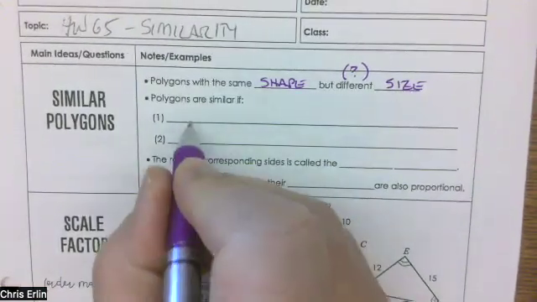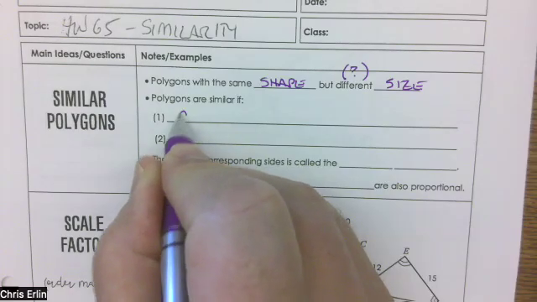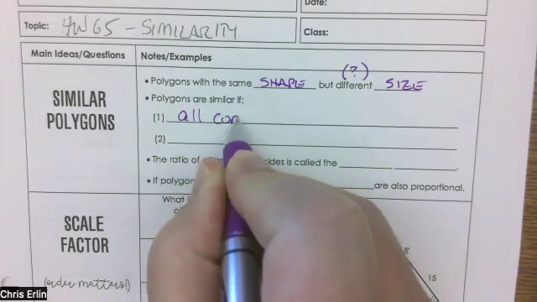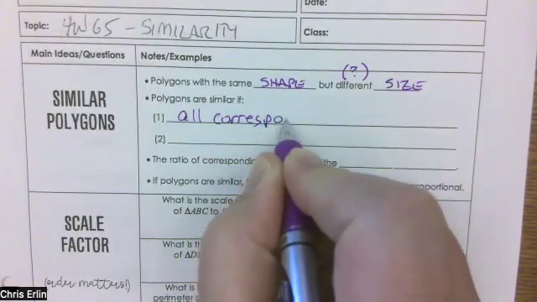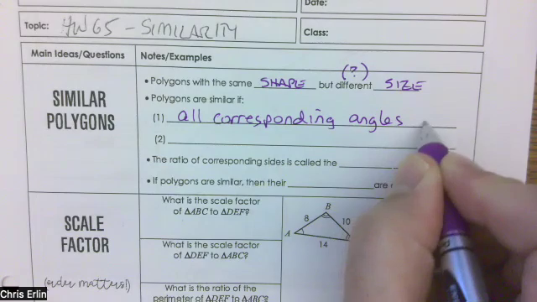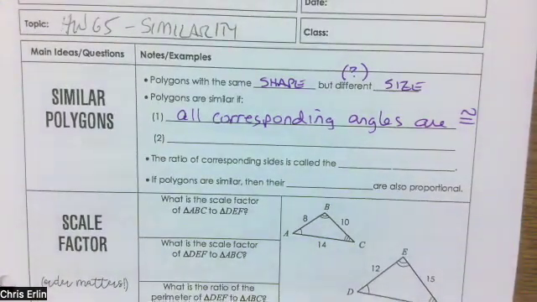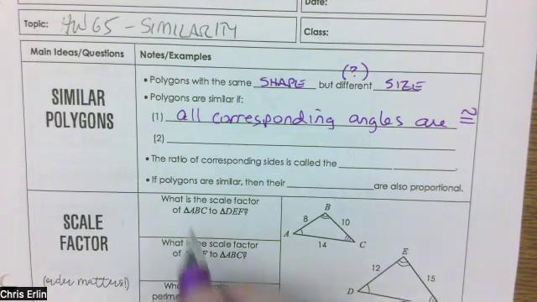Polygons are similar if, what do you think is true about their angles? All corresponding angles are what? Good. All corresponding angles are congruent. What about their sides?